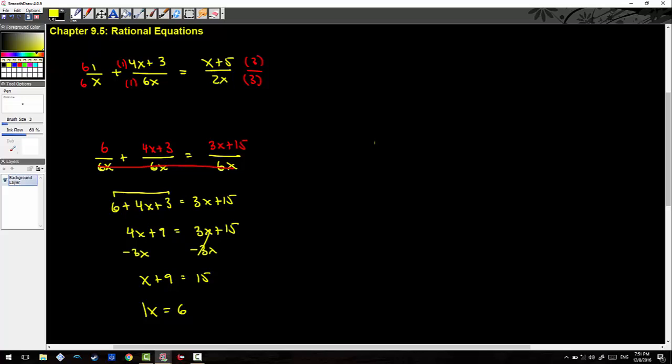Now again, I should have done this beforehand, but I keep forgetting. My domain. What was the domain of the problem? Well, look at the original. X cannot be, looks like 0 yet again, because if x equaled 0, the problem would be undefined. And I want you guys to establish that before you begin the problem.